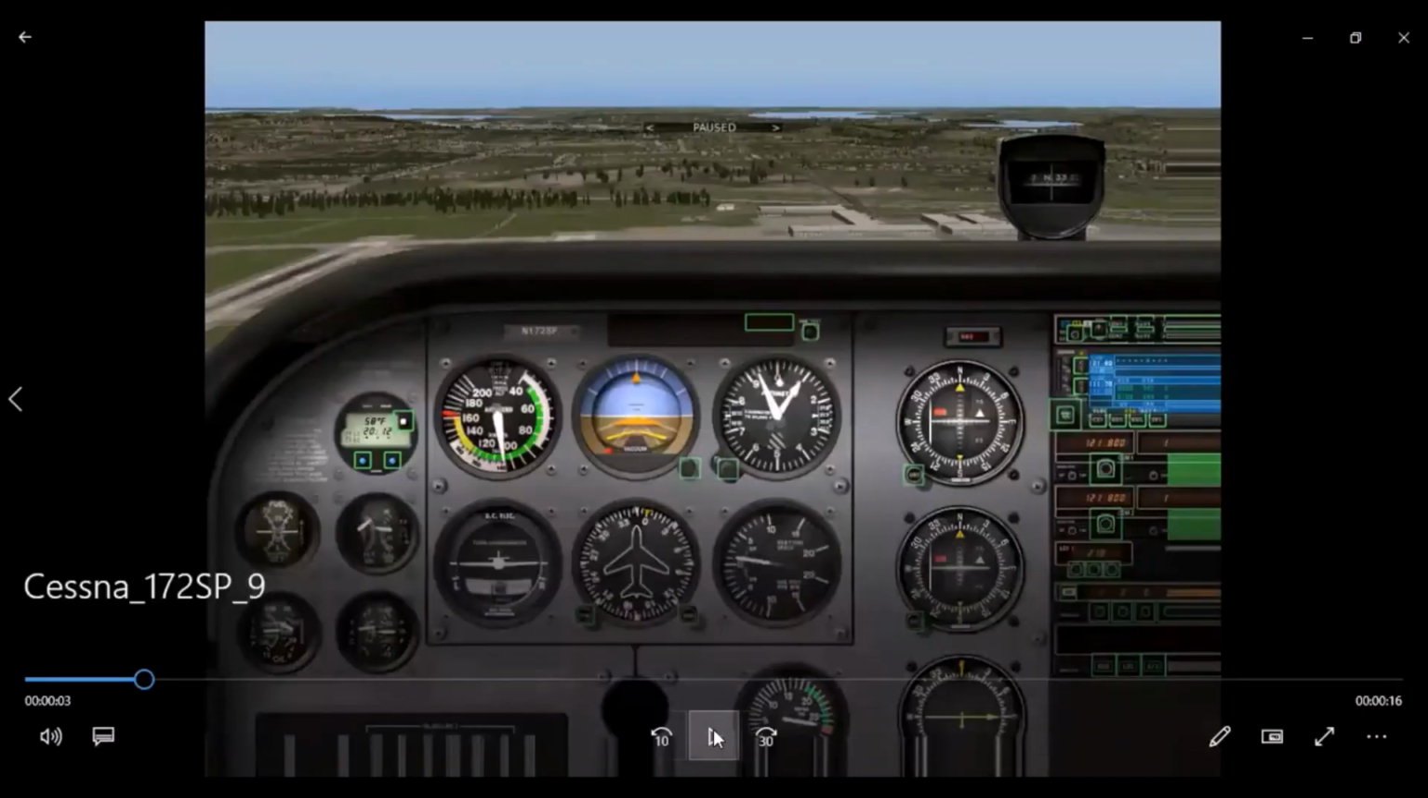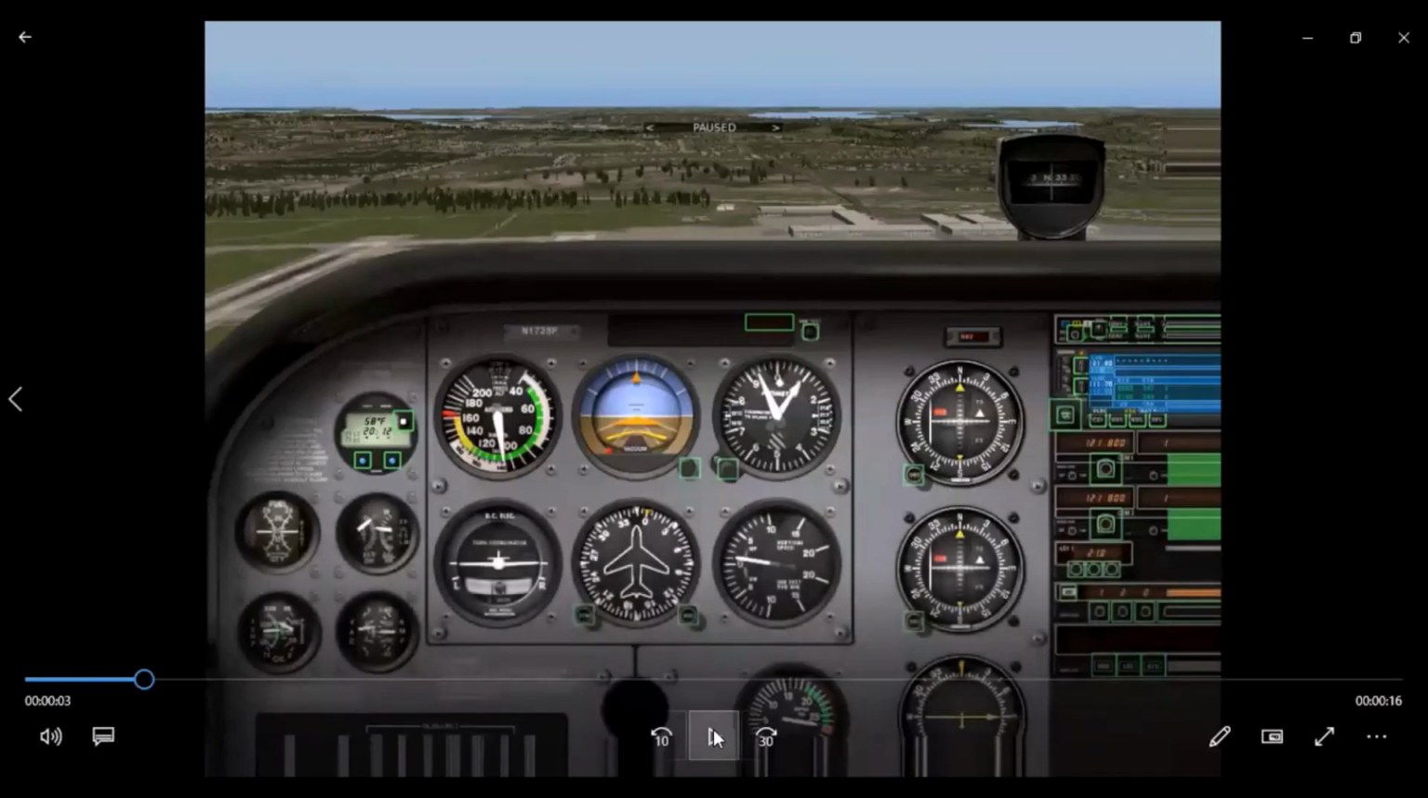Okay, so we're going to take a look at our top three instruments, that being the airspeed indicator, altitude indicator, and the altimeter, and read their values. Currently, we are in the air. Our airspeed indicator's value is 105 knots. We can see the altitude indicator is straight.